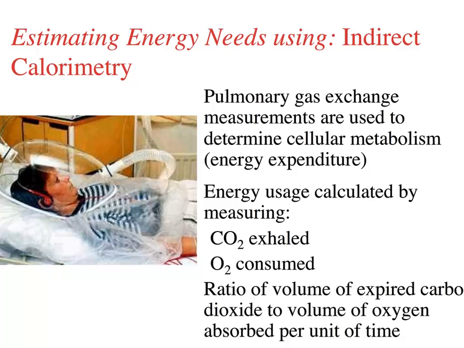One way to estimate energy needs is using the indirect calorimetry method. And this is a picture of a woman that has a hood indirect calorimetry on. Basically what it does is that the pulmonary gas exchange measurements are used to determine the cellular metabolism or energy expenditure. So basically you measure how much CO2 is exhaled and how much O2 is consumed. And the ratio of the volume of expired carbon dioxide to the volume of oxygen absorbed per unit of time gives you a calculation of how much energy was expended.